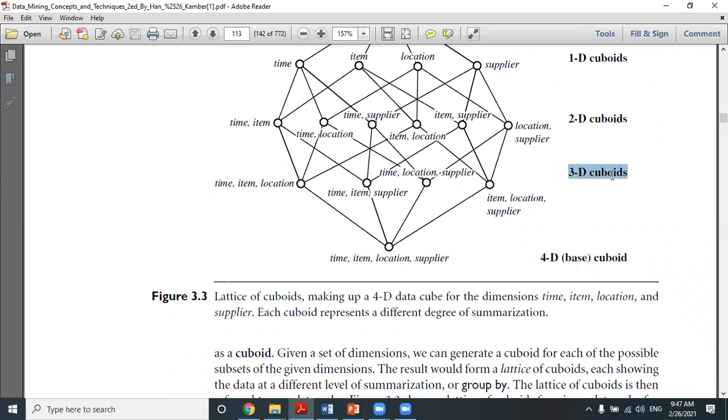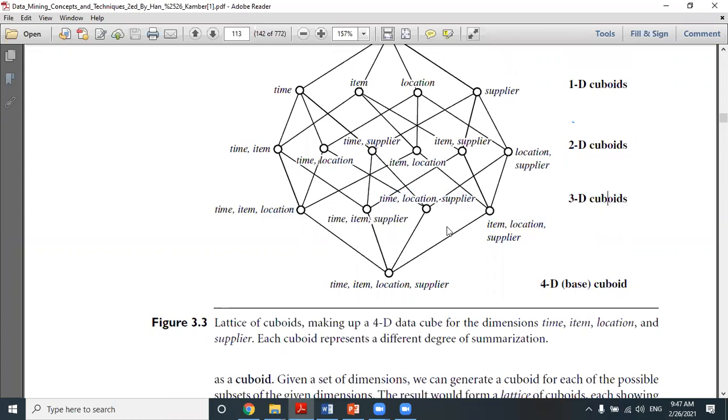So this is called a 3D cuboid, a 3-dimensional cuboid. Why 3 dimensions? Because we have successfully divided the 4 dimensions into sets of 3 dimensions, 4 sets of 3 dimensions. That's why it is converted from a 4D cuboid to a 3D cuboid. Now we will move further. What is the further division?